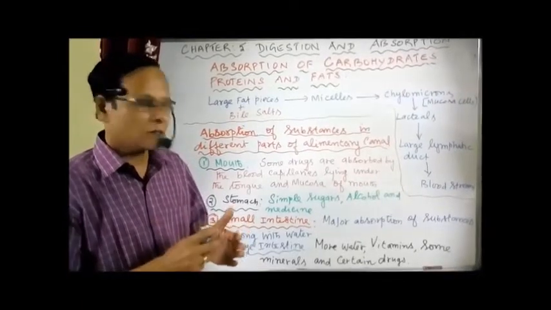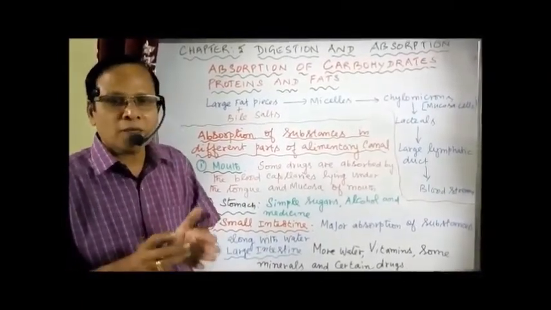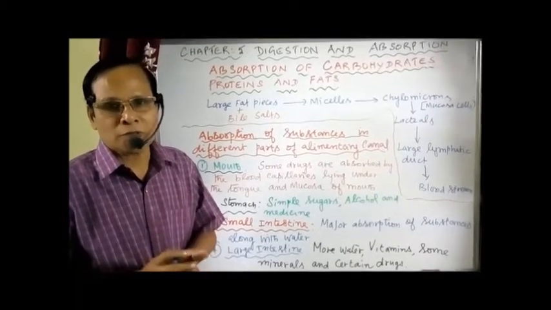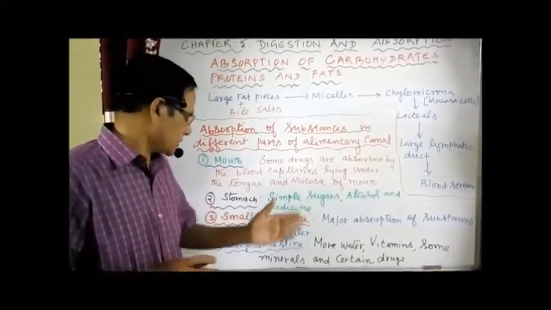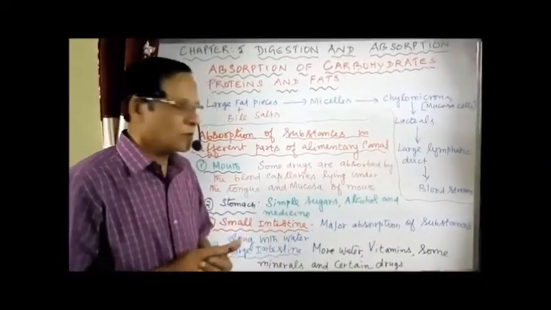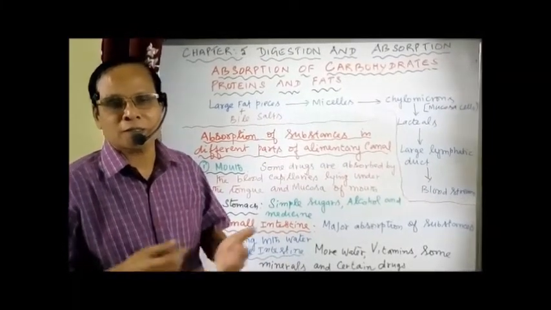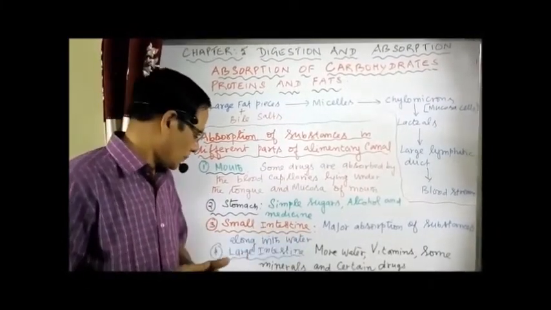Simple sugars, alcohol and some medicines. Then small intestine, this is a major part of absorption taking place. Major absorption of the substances along with water normally takes place in the small intestine: glucose, fructose, galactose, amino acids, fatty acids, glycerol, etc. That's why I didn't mention that one.